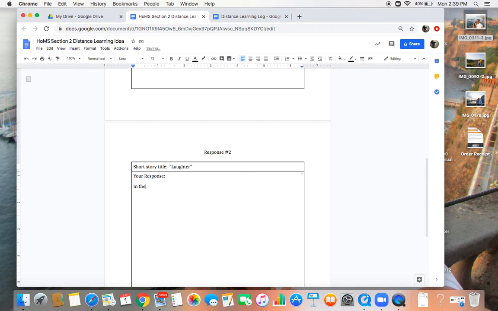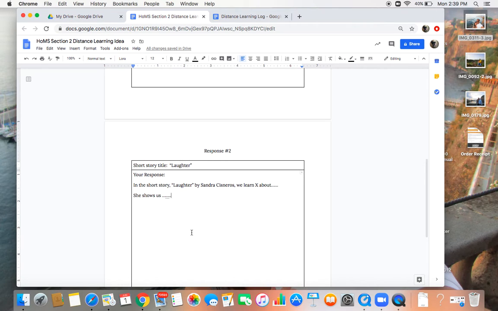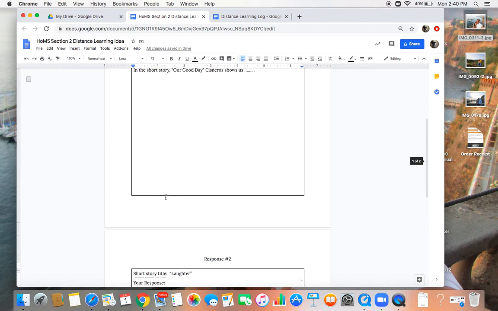In the short story "Laughter" by Sandra Cisneros, we learn blank about Esperanza's neighborhood. She shows us blank. Those are the kind of phrases that you want to use, but you want to start with talking about the short story. In the short story "Laughter" by Sandra Cisneros, we learn blank about Esperanza's neighborhood, about Esperanza's friendships. She shows us blank. So you're going to fill all of that in. I hope that's pretty clear.